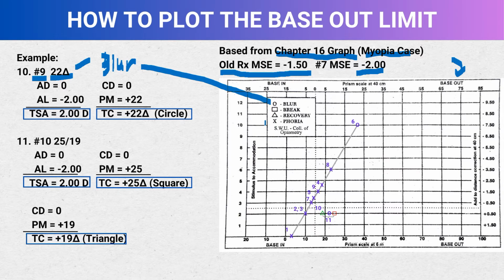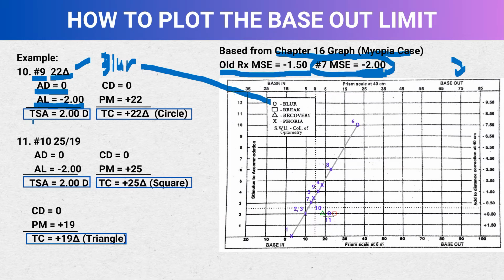So, unsa may pasabatan ng blur? That is circle. Okay? And then our AD here is 0. Nga no, ang ato AD is 0. Because number 9 is a FAR test. Meaning, wala siya accommodative demand at FAR. And then for our AL, it is negative 2. Asa man tagikan aning negative 2? That is from the lens in place. Unsa may lens in place nato sa number 9? From a myopia case. That would be our number 7 finding.